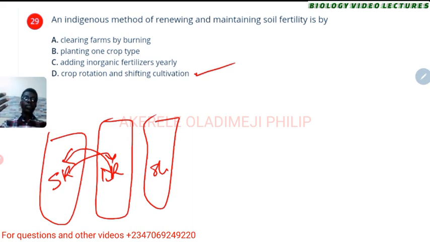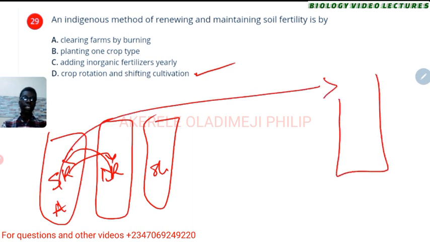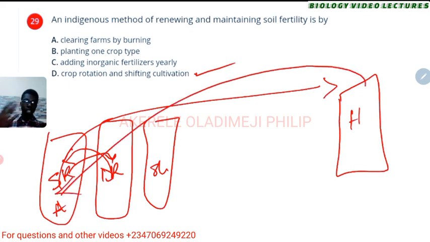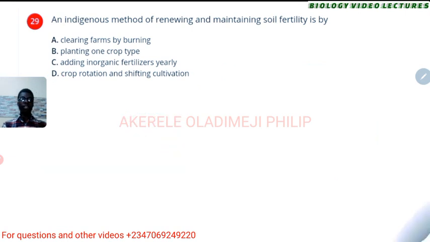And when you say shifting cultivation, let's say this year you planted here, the next year you go to another land to plant, so that when you are here, this other one that you left behind is replenishing or getting its nutrients, so that you don't overuse the nutrients. So the answer again is crop rotation and shifting cultivation.